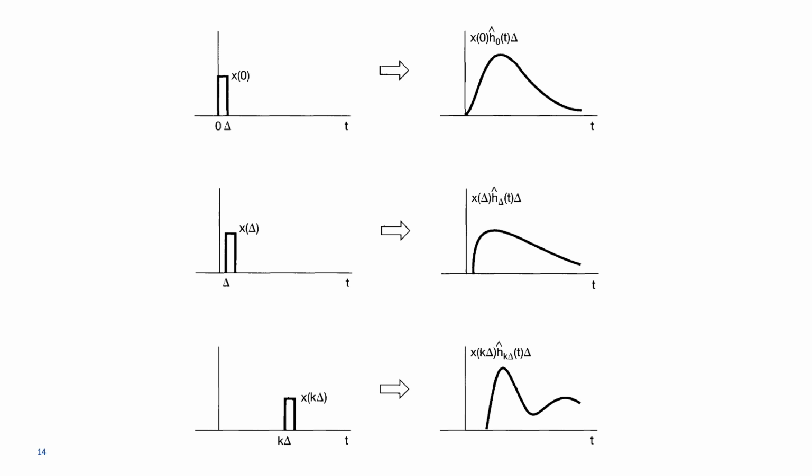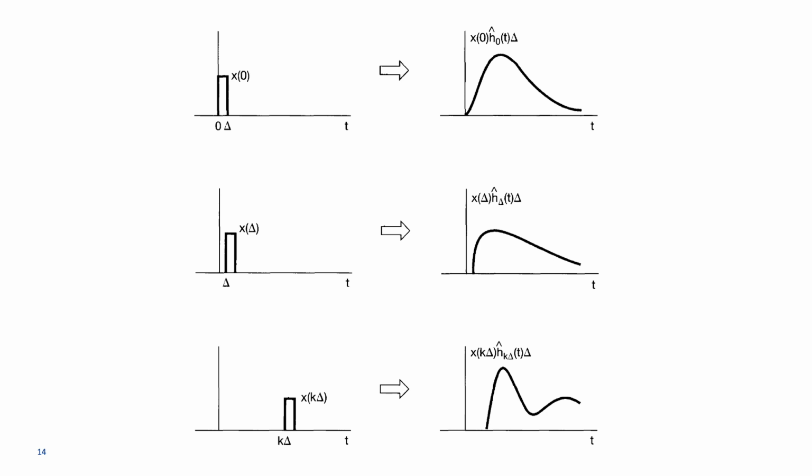Then each one of these has a corresponding output. So if you apply each one of these to the system that we're considering, it produces respectively an output. The first one will produce an output that is x of 0, h hat 0 of t, delta, and so on and so forth. So here, what we have to understand is that we have decomposed our signal into different impulses. Each impulse produces an output. So the overall signal will produce an output that is the linear combination of such individual outputs.